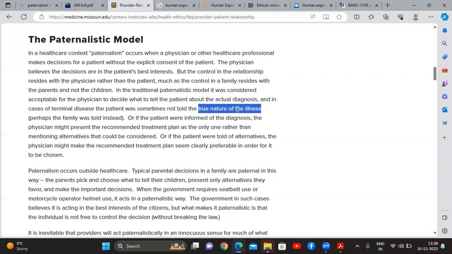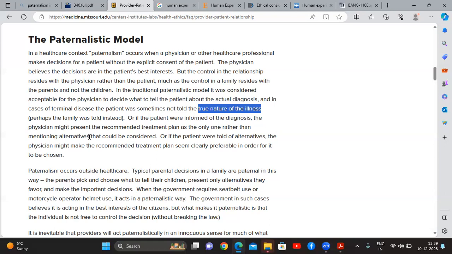Or even if the patient is informed of the diagnosis, the physician might present the recommended treatment as the only one rather than mentioning the alternatives. Acha, so the physician, even if they inform the patient of the disease or the disorder that they have, but when it comes to giving the treatment, they will not fully inform the patient about the different treatments. They'll only present one treatment as the perfect solution, as the only workable solution for them. That is also a kind of paternalism.